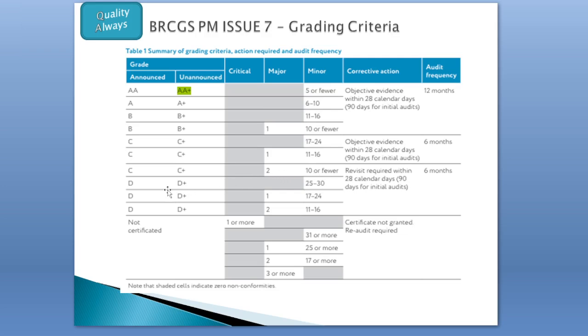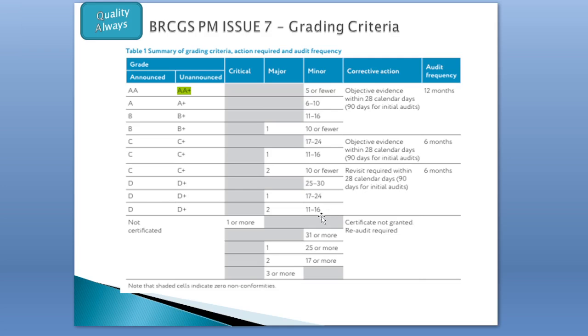There is one more grading of D. So there are three scenarios. If the minor NCs are 25 to 30, then the D or D plus grade will be given. If there is one major NC and minor NCs are 17 to 24, then also the D plus grade will be given. Or if there are two major NCs and minor NCs are 11 to 16, then also the D plus grade will be given.